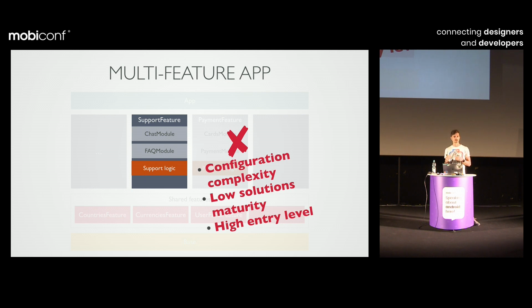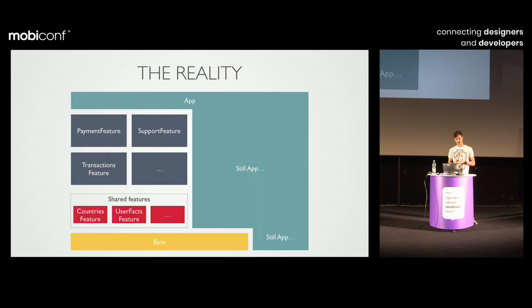And because those solutions aren't very popular yet, there are still some unanswered questions. For example, how to build a Dagger graph for a multi-feature app. And the biggest problem, the migration to the new infrastructure isn't easy. And actually, this is the reality of our code base right now. So I would say that we have about 50% of our code rewritten to the new infrastructure.